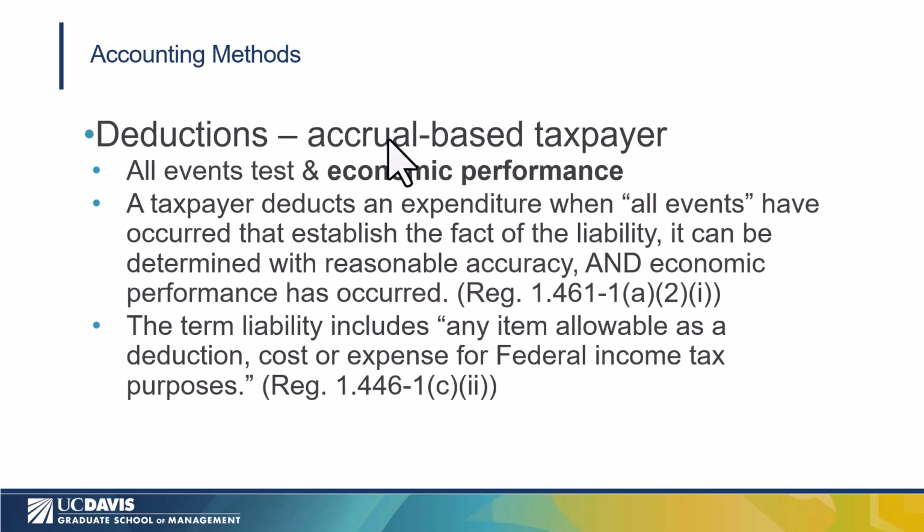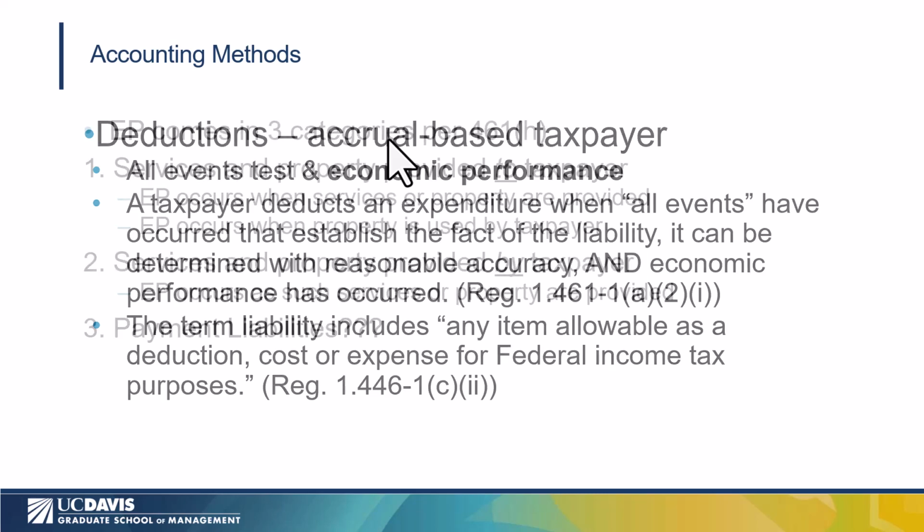How about for an accrual-based taxpayer? So for accrual-based taxpayers, you got to meet, and we mentioned this previously, the all events test plus an additional test called economic performance. So let's deal with what is the all events test with respect to a deduction. Well, this occurs when all the events that have occurred that establish the fact of the liability, and it can be determined with reasonable accuracy. So that sounds a lot like the previous one, right? Now, to that we add, and economic performance has occurred. So the term liability includes any item allowable as a deduction, cost, or expense for federal income tax purposes.